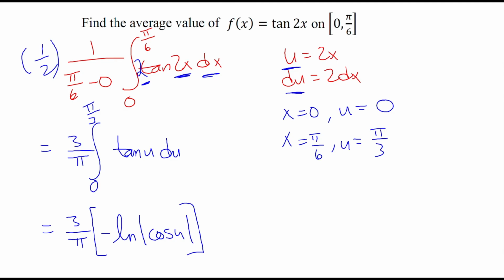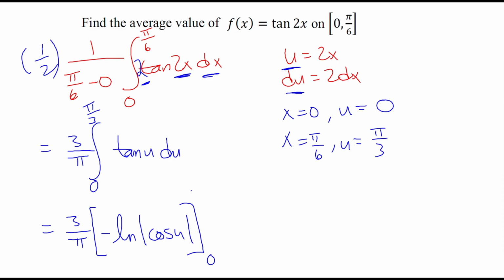If you don't remember that that's the integral of it, you can always rewrite it as sine over cosine and do the u substitution on it. But we proved that in class, so it'd be useful if you just memorize the integral of tangent as negative natural log of cosine, or negative natural log of absolute value of cosine. So now we'll just plug in our values.